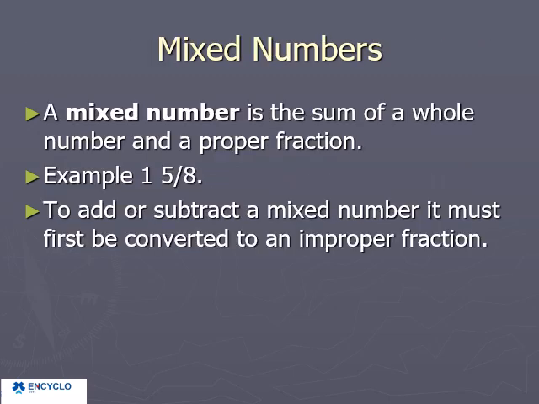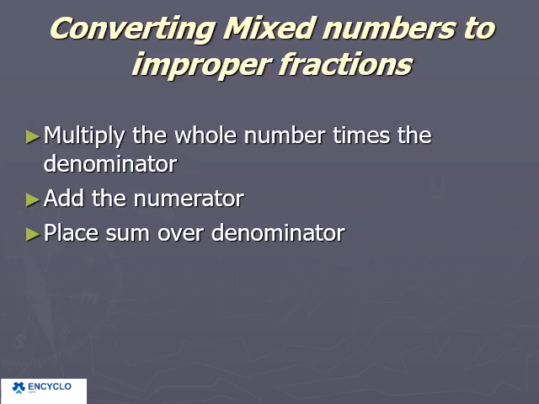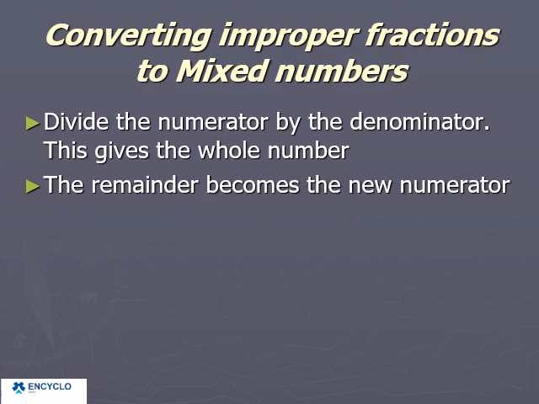A mixed number combines a whole number and a fraction. To perform arithmetic, we first convert it to an improper fraction. To convert a mixed number, multiply the whole number by the denominator, add the numerator, and place the result over the original denominator. To reverse the process, divide the numerator by the denominator.